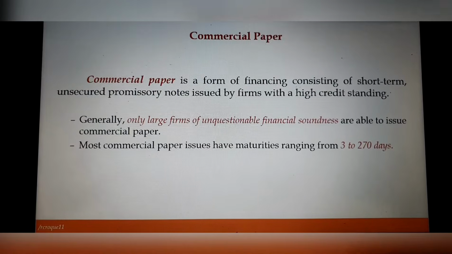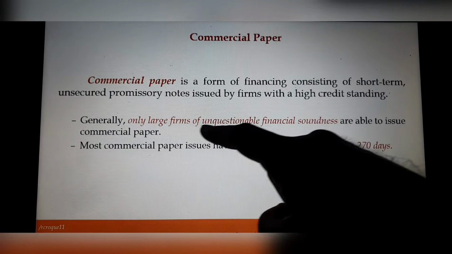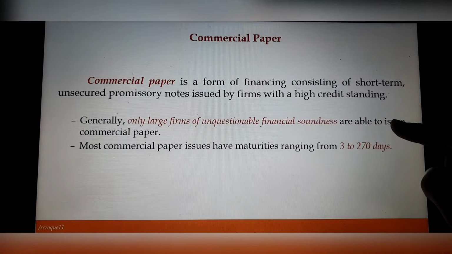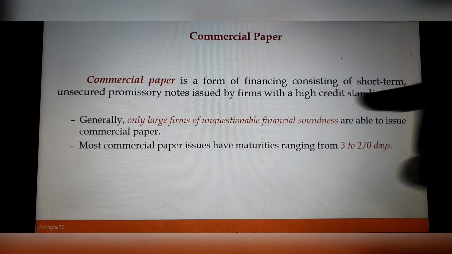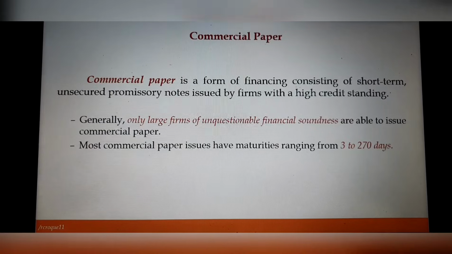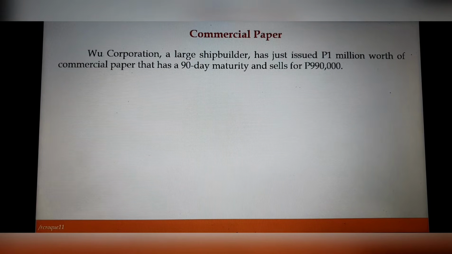Now, let's talk about commercial paper. This is a form of financing consisting of short-term, unsecured promissory notes issued by firms with high credit standing. So, only large firms of unquestionable financial soundness are able to issue commercial paper. They have high credit standing. And normally, short-term lang siya na 3 to 270 days. Again, a question. Paano natin kukumputin kung magkano or ano ang effective annual rate? So, let's take a look at this example.